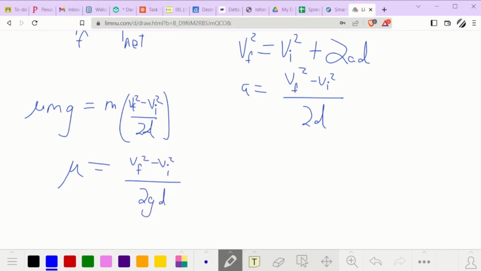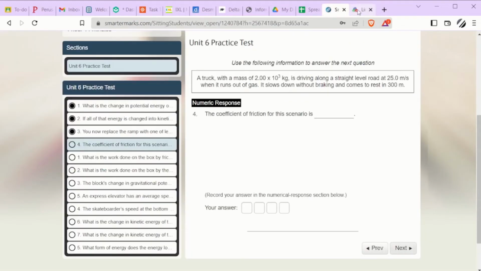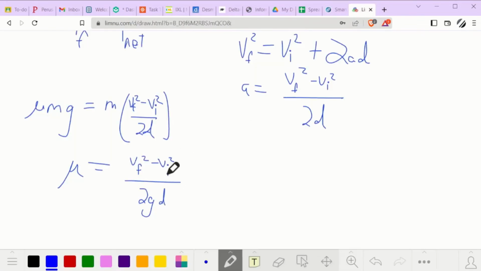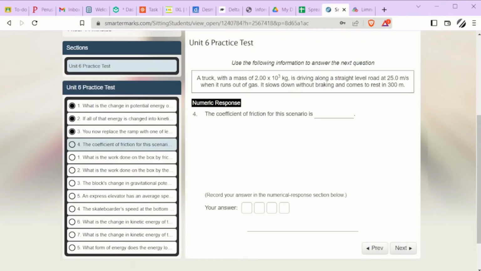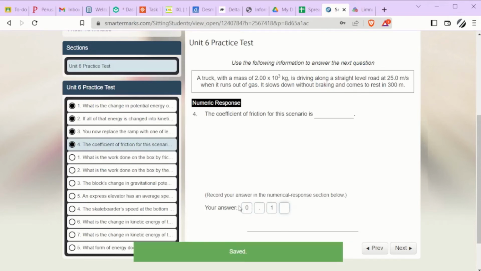So this is our final expression, where vi is 25 meters per second, vf is 0, g is a negative 9.81, and d is 300. So to two significant digits, our 0.106 rounds to 0.11.